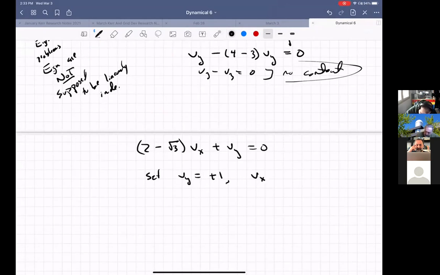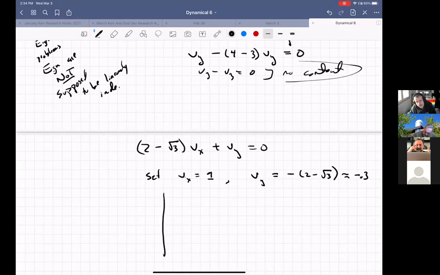Then Vx would be, well, let me set Vx to be +1. That might be a little bit easier. Doesn't matter which way I do it. I'm going to set Vx to be +1, and then Vy would be -2 minus root 3, which, okay, so root 3 is, what's the root 3? 1.7. So that's about -0.3. So what does that mean?